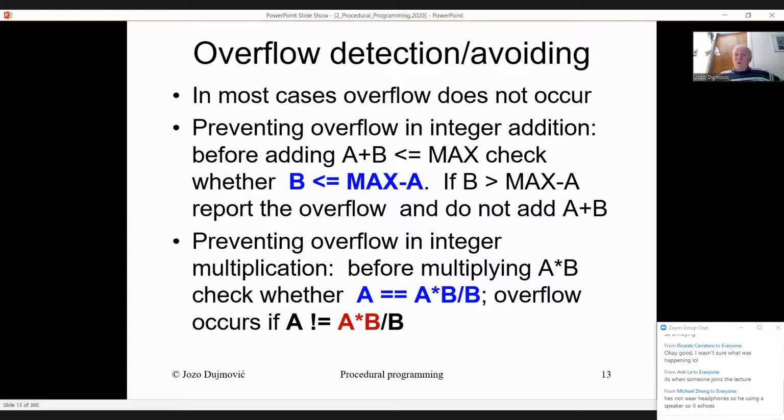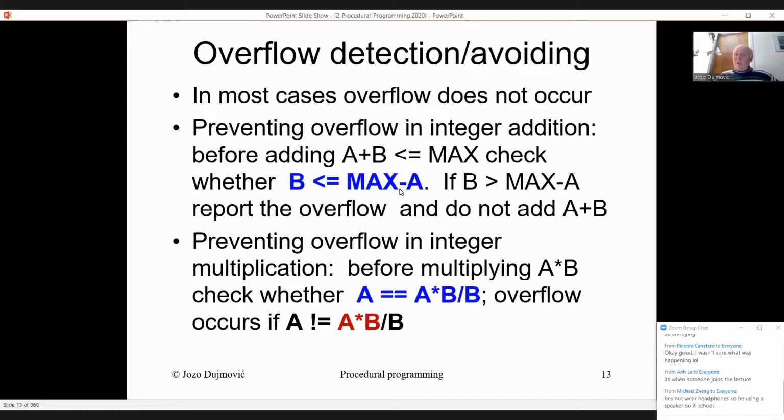Now, if you want to detect and avoid overflow, you can do that. So if you suspect that you are going to have to work with numbers that are large, that are going to create overflow in the case of integer arithmetic, then if you suspect that a plus b is going to be greater than the maximum value that you can fit in your memory location, then before that, you can check whether b is less than or equal to maximum minus a.